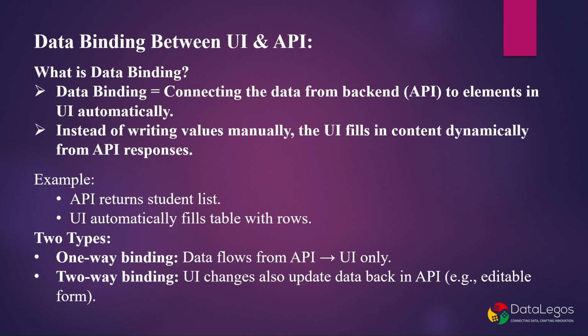There are two main types of data binding: one-way binding, data flows only from API to UI. For example, the UI just displays the marks fetched from the server. Two-way binding, data flows both ways. If the user edits the marks in the UI, the change is also sent back to the server. This makes applications feel dynamic, responsive, and alive.